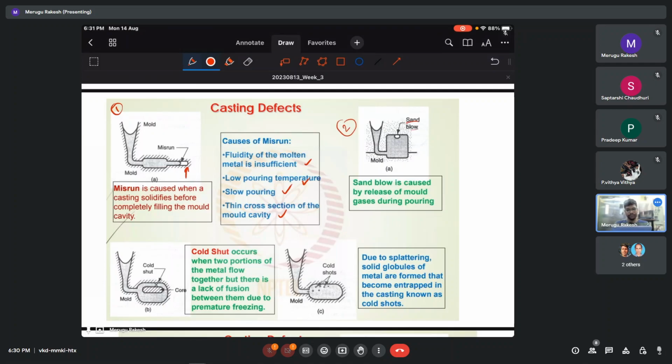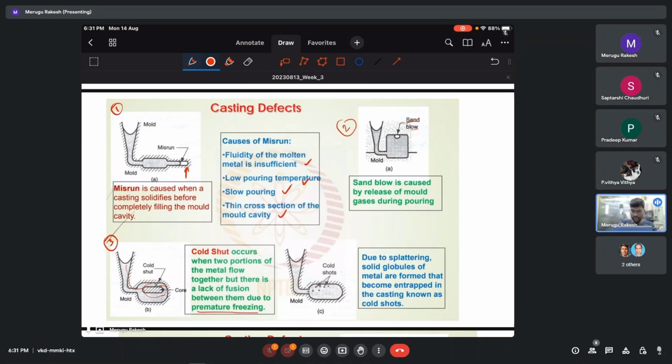So the third one is the cold shut. Cold shut is when two streams of metal meet. When you pour the metal, it will enter like this. Then after some time, it will enter from this side. So there are two streams coming, and they will not get fused properly due to premature freezing. So this is called cold shut. There should be an interface whenever you see this cold shut defect. If there are any two surfaces with no good fusion, that defect we call cold shut.